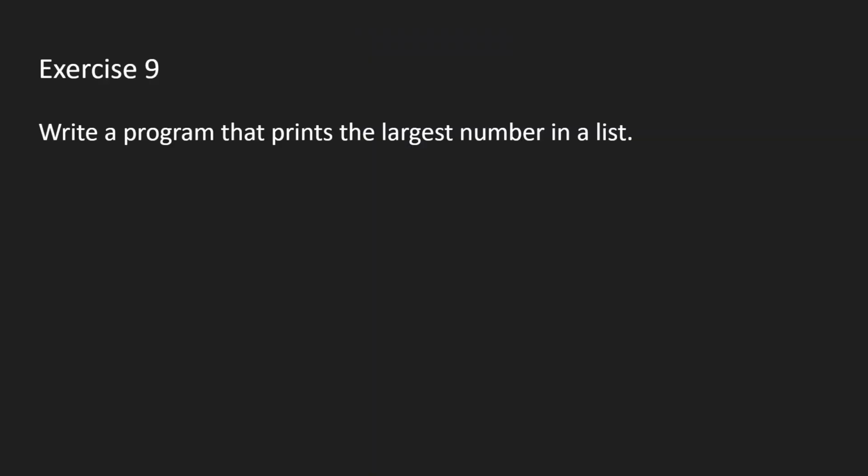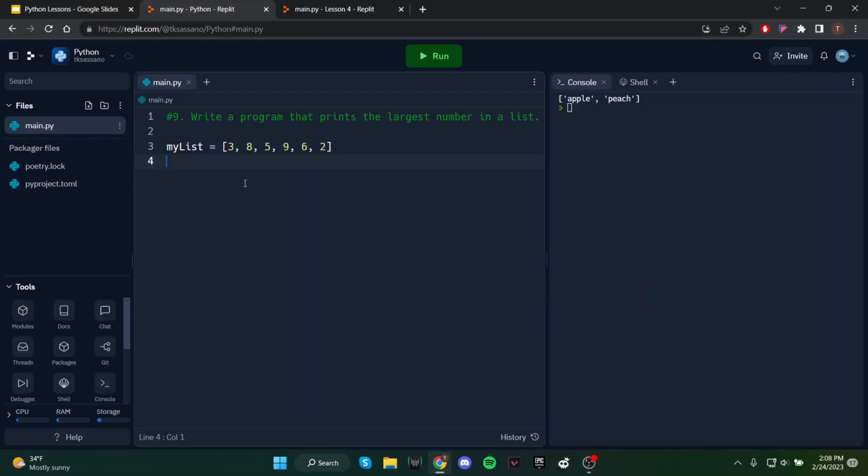Write a program that prints the largest number in a list. So we basically want to go through this list and keep track of whichever the largest number so far is. And whenever we find one that's larger than that, we'll make that the new largest.